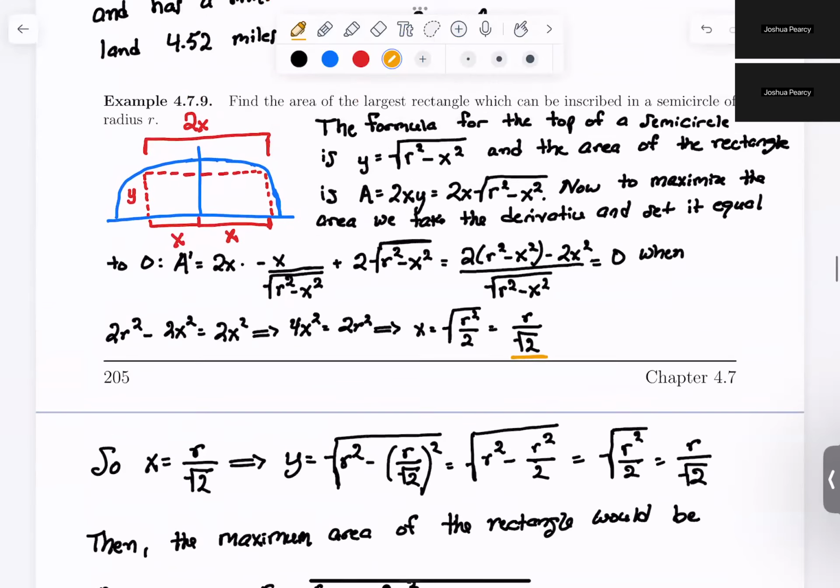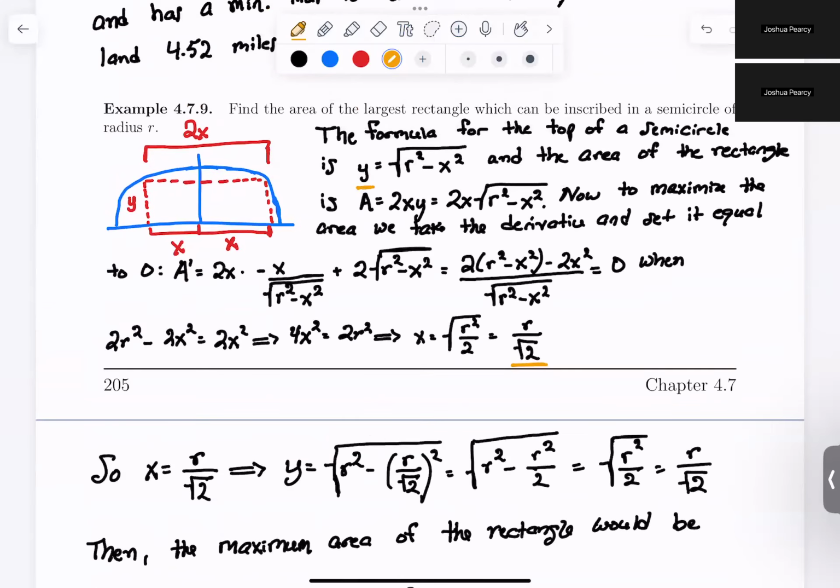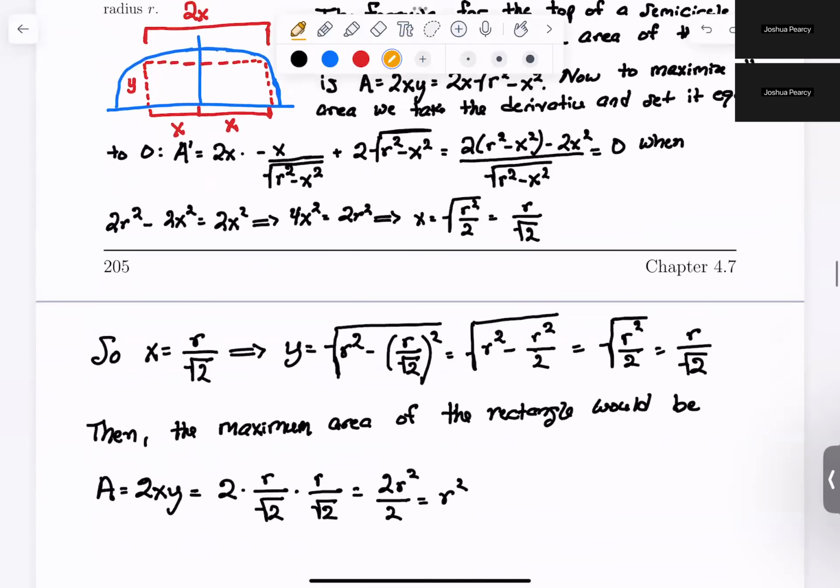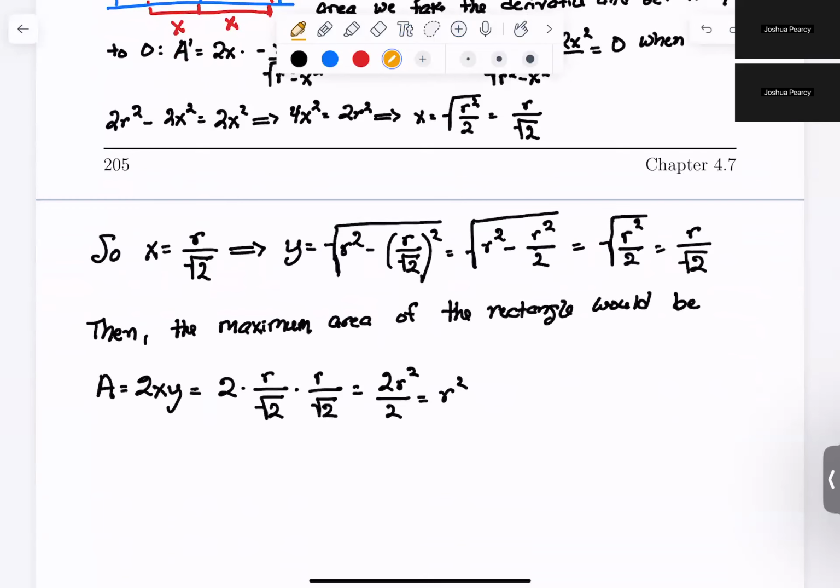I know how I can find y using this equation here. All I do is plug it back in, right? So y is equal to the square root of r squared minus r over the square root of 2, squared. So this is r squared minus r squared over 2, and this is just r squared over 2 again. Then when I take the square root again, I get r over the square root of 2. So now I know what y is: y is r over the square root of 2. I know what x is.